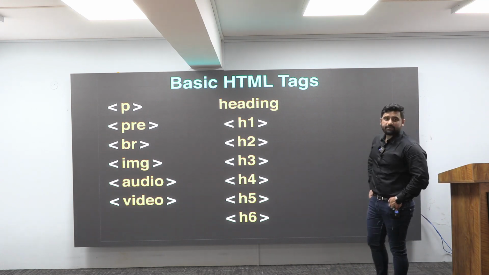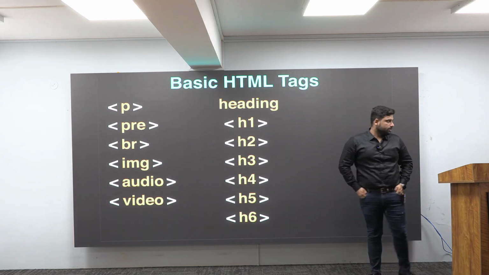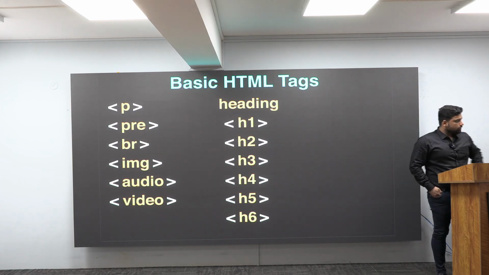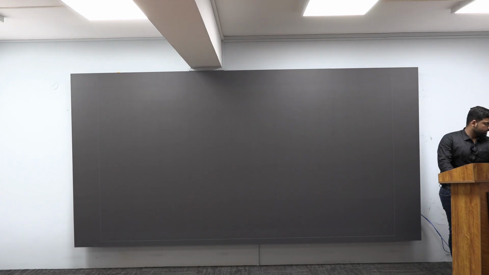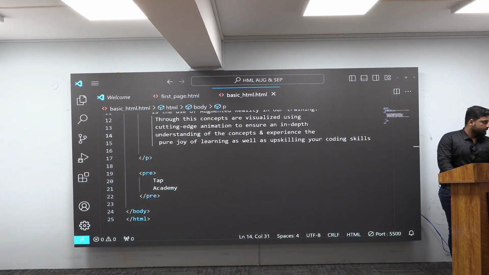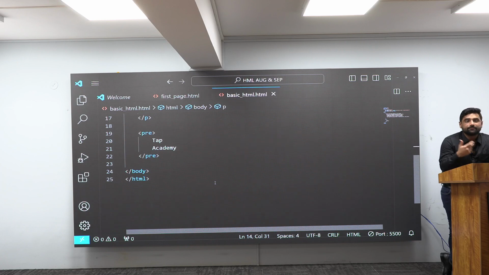Let's execute, one by one, all the tags I have displayed here. I'll go to my VS Code. Let me open my VS Code. And how will the execution take place in your HTML? Line by line. Why line by line? Because it's an interpreted language.